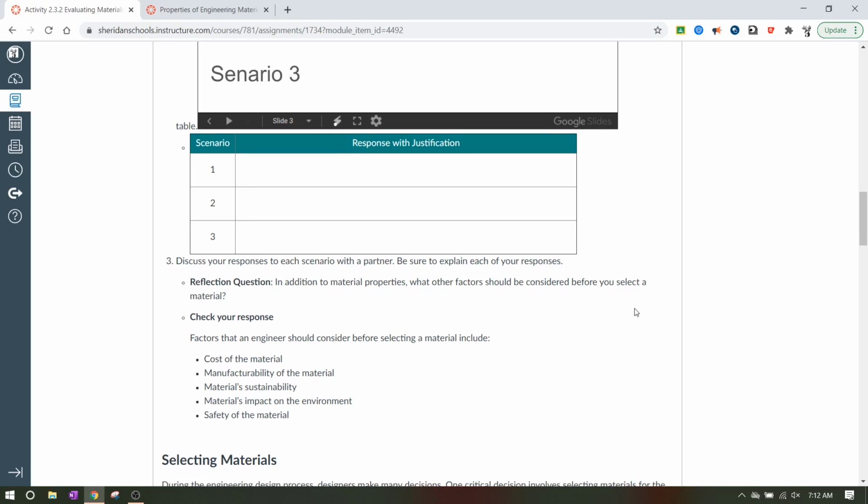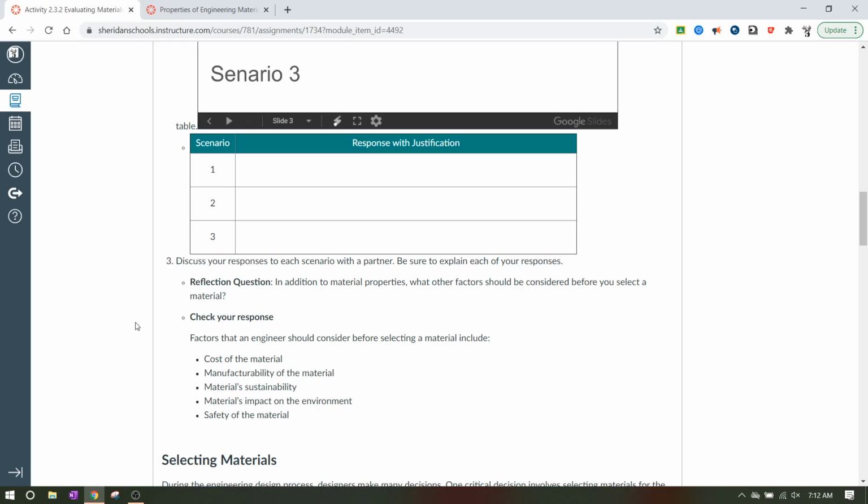All right, and let's see. For the last part, it says discuss your responses to each scenario with a partner. If you're at home, just do self-reflection and be sure to explain each of your responses. So here's your reflection. In addition to material properties, what other factors should be considered before you select a material? And down at the bottom it lists some factors that an engineer should consider before selecting a material. Include these down below. And that's going to do it for part one. I think that's going to take enough time in class for a full hour.